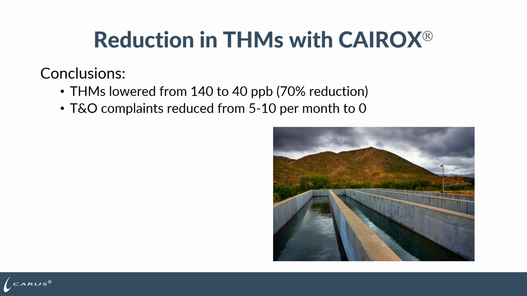So a very big reduction. That chlorine plus the permanganate, 70% reduction. The other part they noticed when they fed permanganate in place of the chlorine at the front of the plant, those musty, fishy odors went from 5 to 10 per month all the way down to 0. So completely removed all their taste and odor complaints from the system. So the combination treatment was much better with permanganate as the preoxidant and chlorine at the back of the plant.